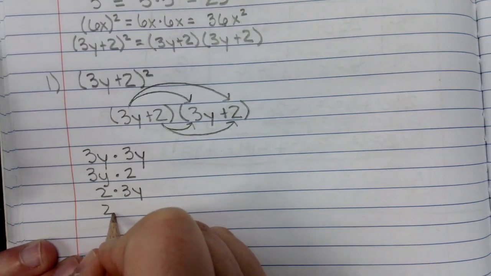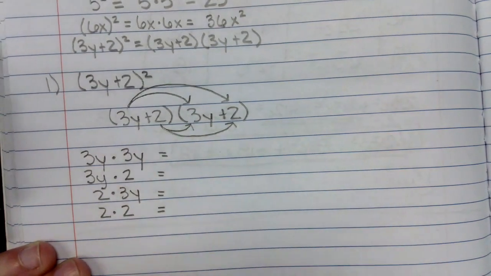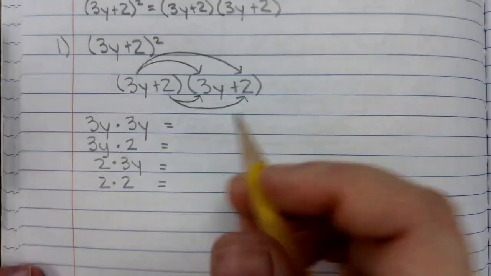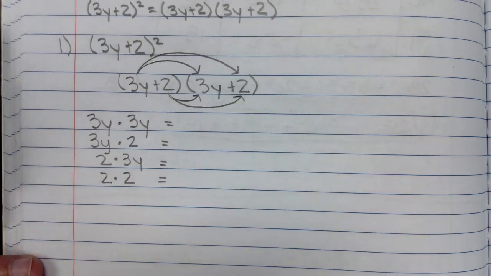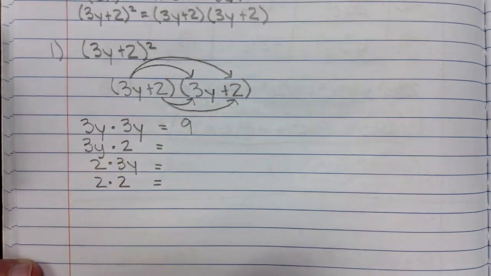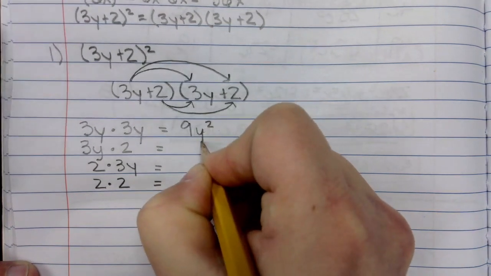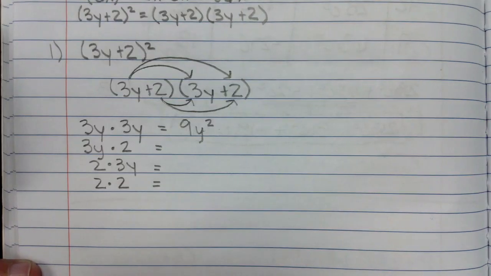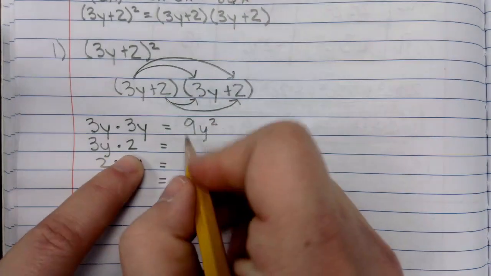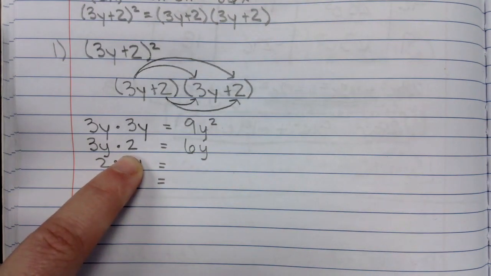All right, 3 times 3, 9. And we're doing a y times a y. So to show 2 y's, it'd be y to the second power. 3 times 2, 6, and we have one y there, so 6y. 2 times 3, another 6y, and 2 times 2 is 4.